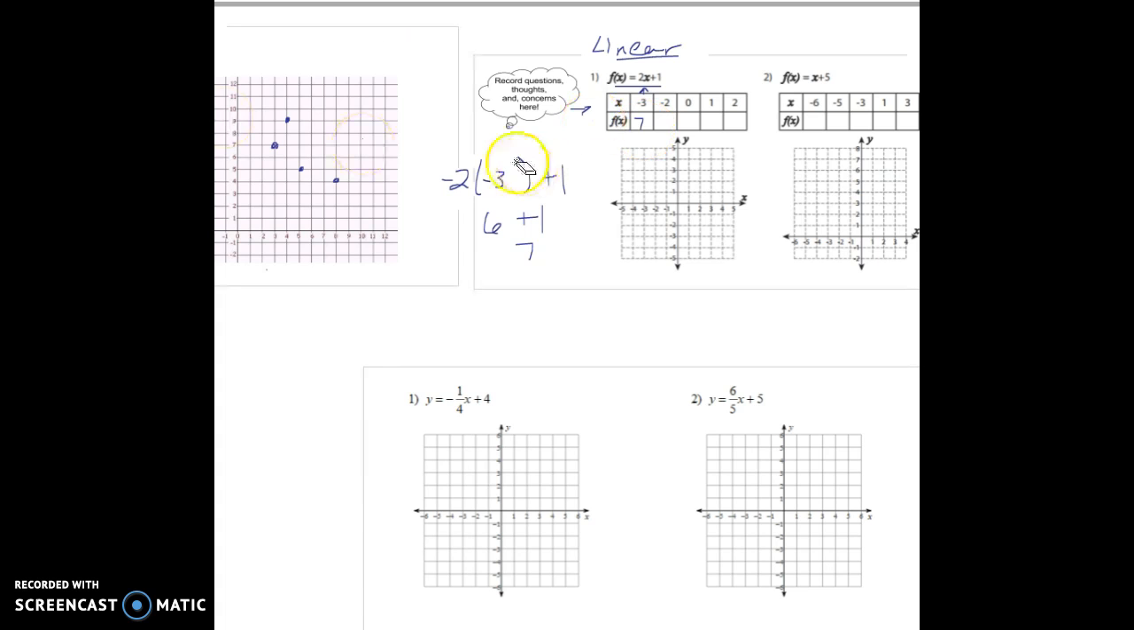I'm going to do this several more times, exact same process. Oops, I erased part of my parentheses. All right, so I got -2 times -2. Negative times negative makes that positive, so that's 4 plus 1. 4 plus 1 is 5, so 5 goes here for my output. They gave me the input, I'm getting the output.